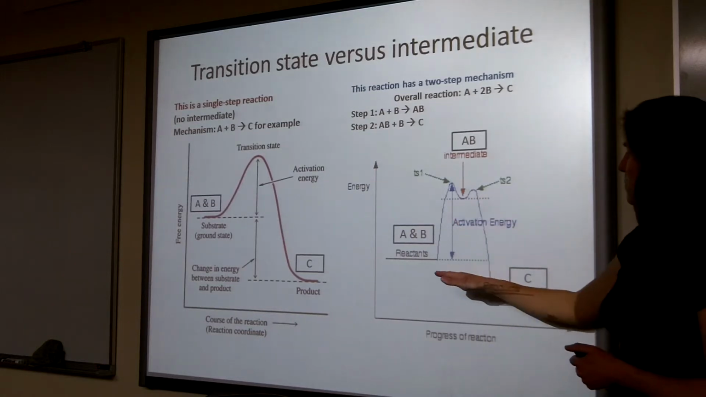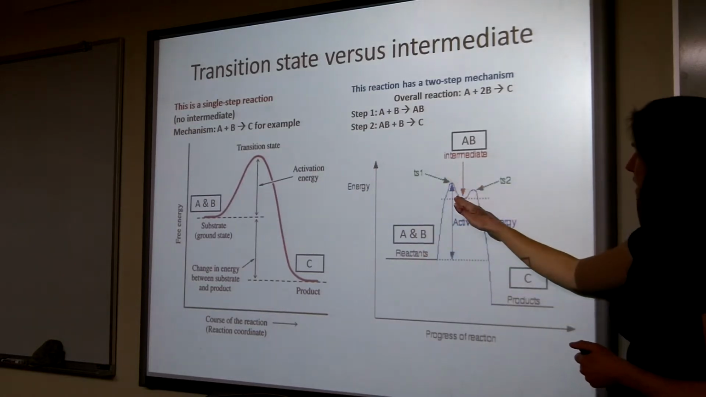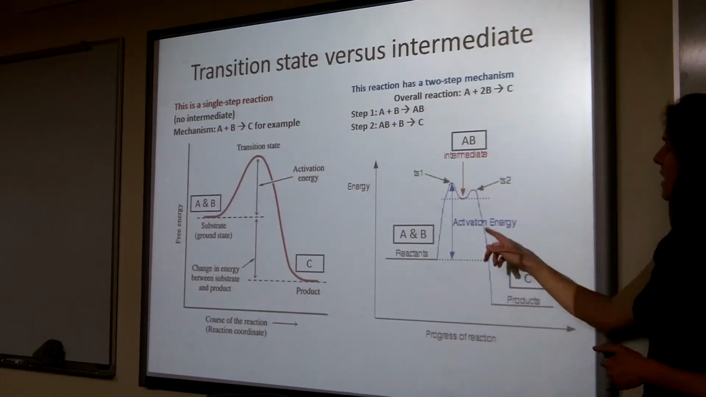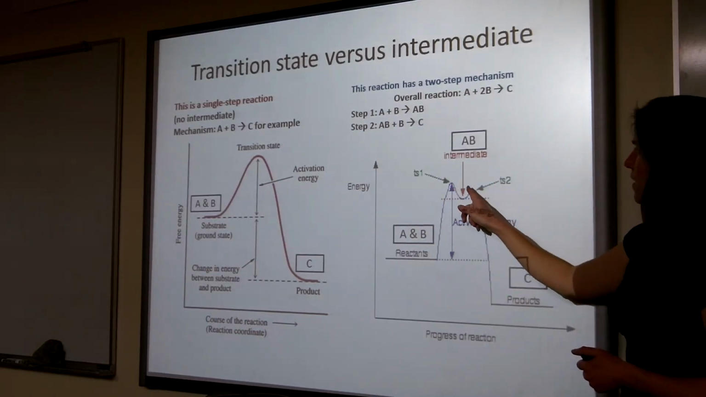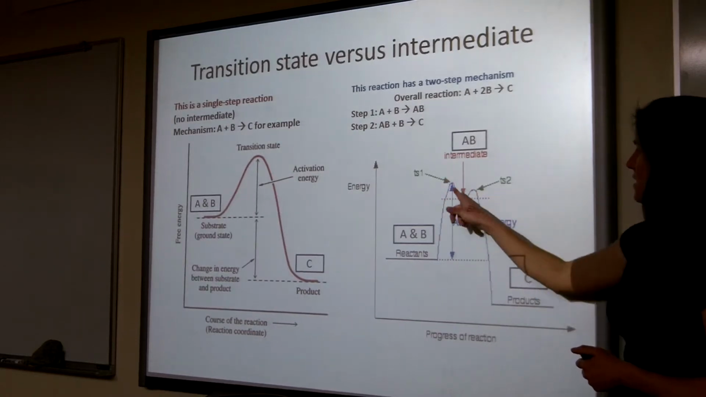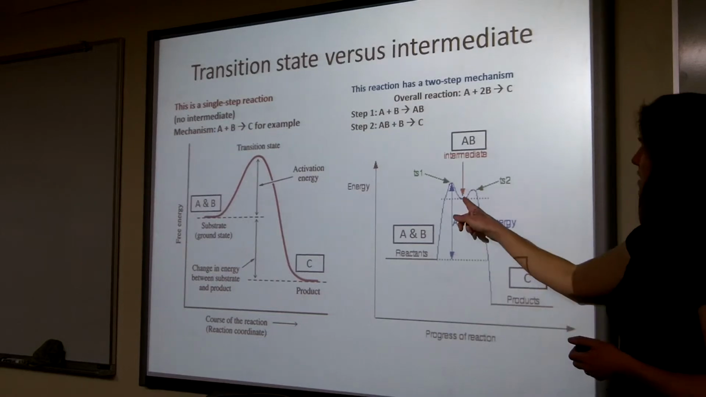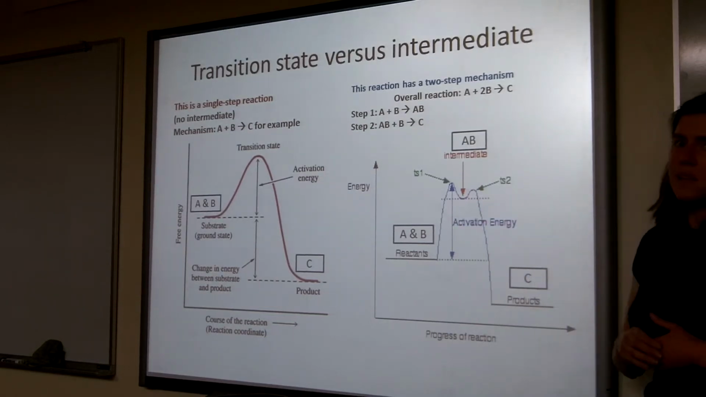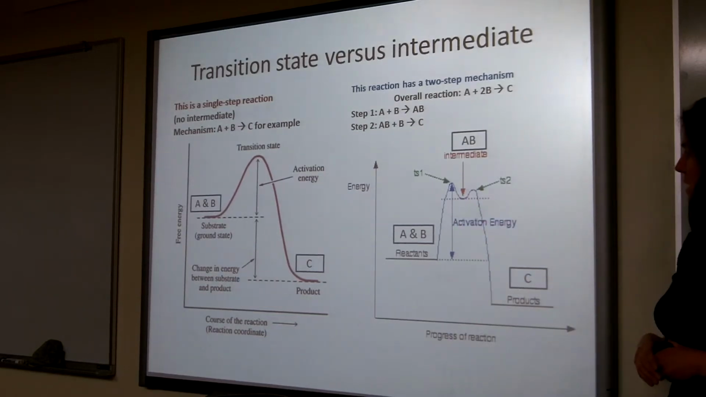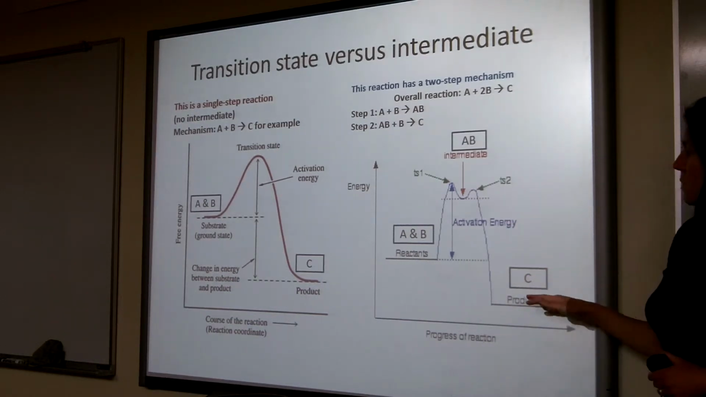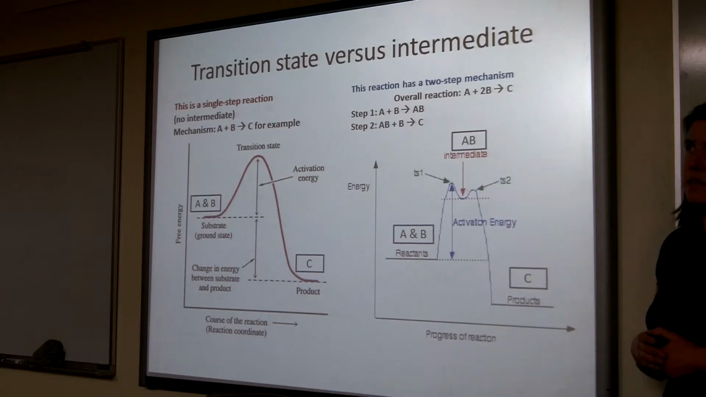So reaction number one goes from reactants to intermediate, then step number two goes from intermediate to products. And these two peaks right here are your two transition states. This is the transition state for step one, transition state for step two. This low part here is the intermediate that's formed in that two-step mechanism. And again, notice how these are both exothermic reactions. The products are lower in energy than the reactants.